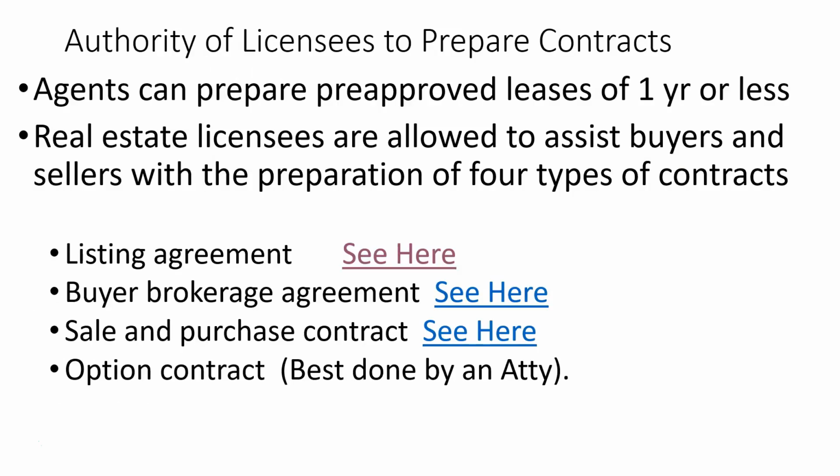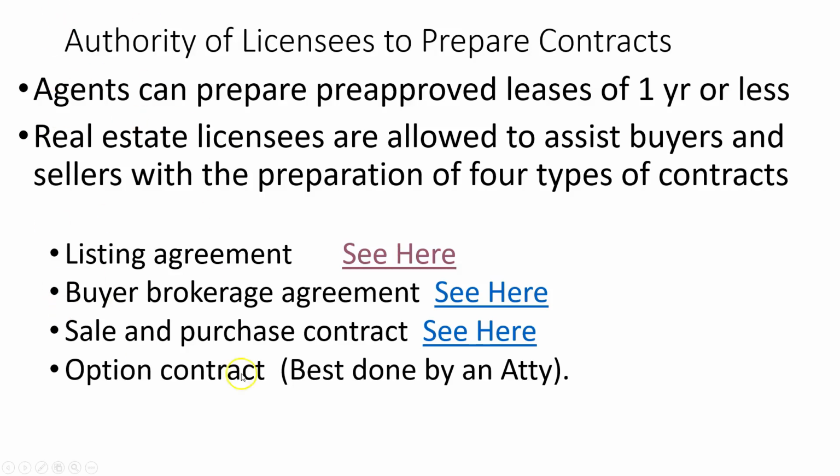As a licensee, you are allowed to prepare certain types of contracts. Agents can prepare approved leases of 1 year or less. Remember that 1 year or less for leases. And licensees are allowed to assist buyers and sellers in the preparation of 4 types of contracts. There's a listing agreement. This is the deal between the seller and an agent and a broker. Buyer brokerage agreement, when you have an arrangement with a buyer. Sale and purchase contract, when you write an offer. And also an option contract, though we advise it's best done by an attorney.